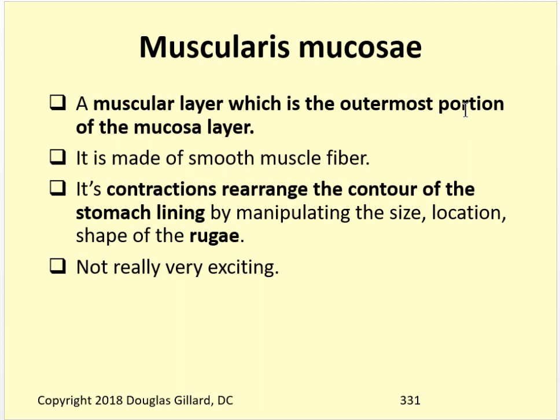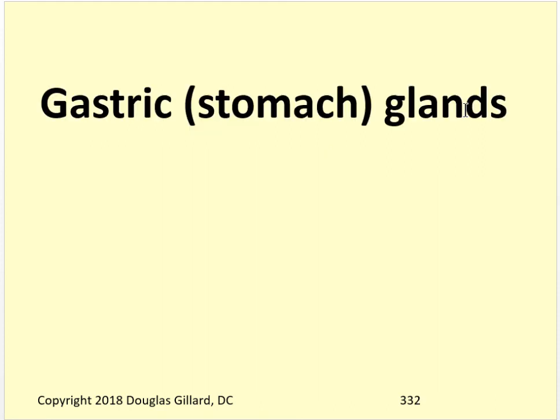Okay, muscularis mucosae. So this is the third layer of the mucosa, and it's the outermost portion away from the lumen. It's made of smooth muscle. It can contract and rearrange and contour. It can shape the rugae a little bit. Other than that, it's really not very exciting.